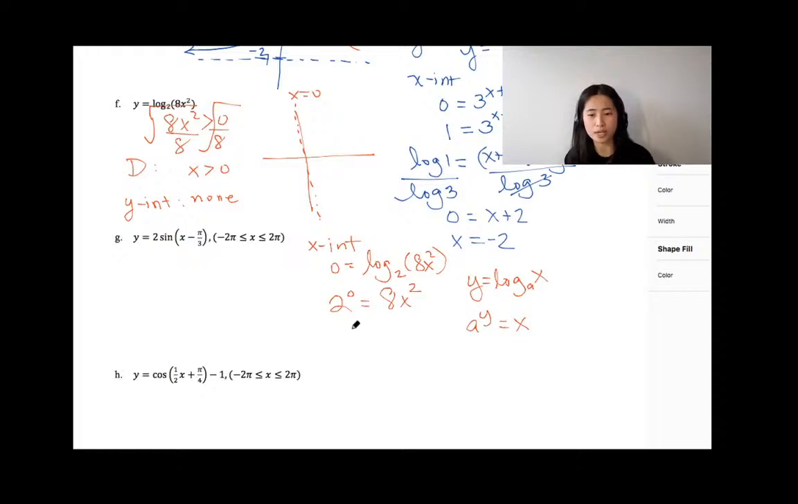2 raised to the power of 0 is equal to 1, right? And then you're going to have 8x squared. Dividing both sides by 8, and then you take the square root, subsequently you're going to get x is equal to the square root of 1 over 8, which is square root of 2 over 4, right? So this is approximately 0.354.